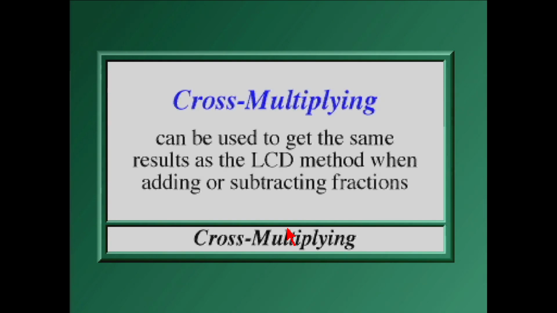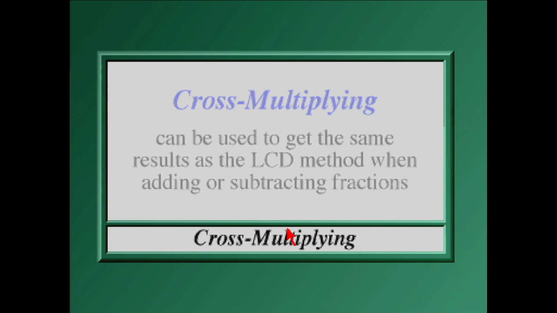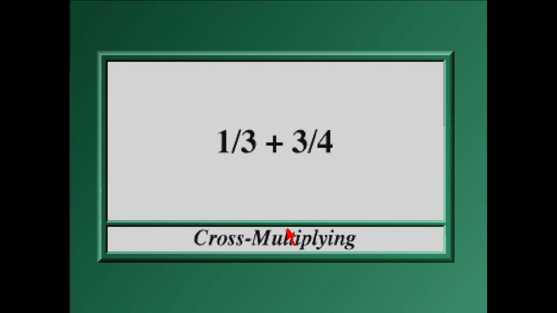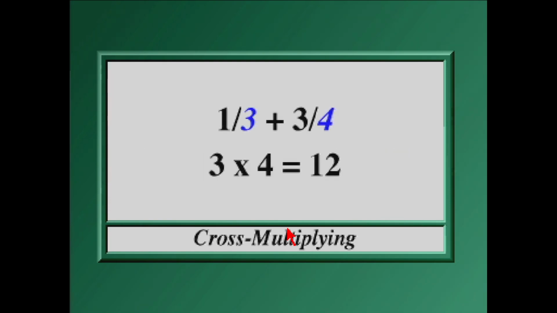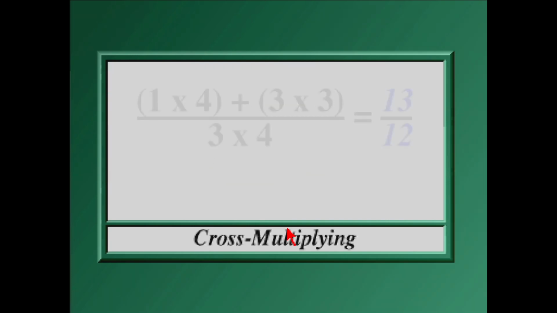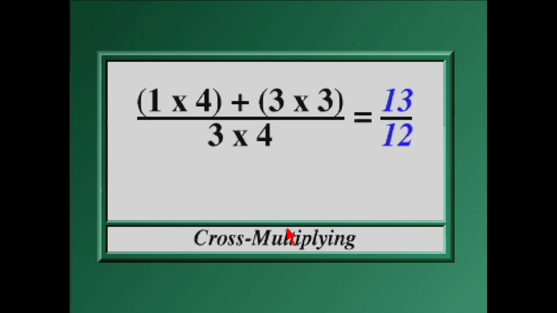Cross-multiplying can be used to get the same results as the LCD method when adding or subtracting fractions. To find the sum of 1/3 and 3/4, first cross-multiply numerators with opposite denominators to get the value of the numerator. 1 times 4 plus 3 times 3 equals 13, the numerator. Multiply the denominators to get the new denominator. 3 times 4 equals 12. The fraction becomes 13/12, which is then reduced to 1 and 1/12.